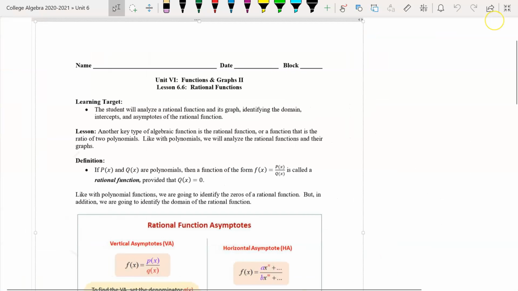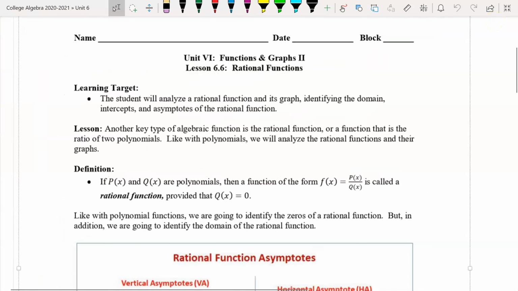Alright guys, so today we're going to talk about rational functions. After the fundamental theorem of algebra, we really get into what rational functions are and asymptotes, and normally we would graph them, but this year I just really want to focus on the questions you're going to see in the Hawks.